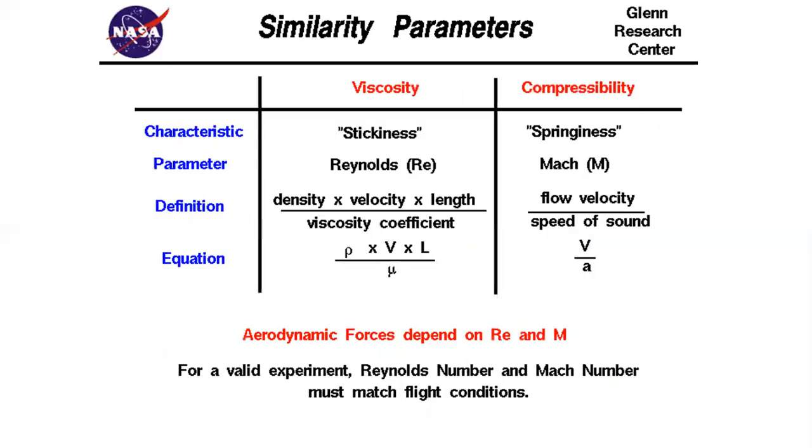Another very important similarity parameters are Mach number and Reynolds number. Mach number, this is about compressibility, about supersonic, about shock waves around the aircraft. And Reynolds, this is about viscosity. This is related to skin friction drag. This is a factor related to flow transition from turbulent to laminar, and vice versa, from laminar to turbulent.